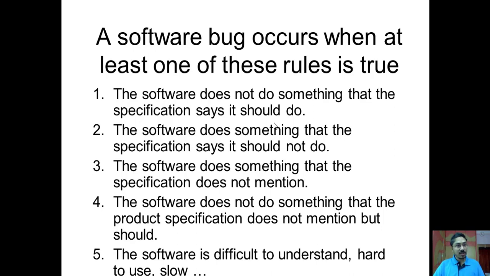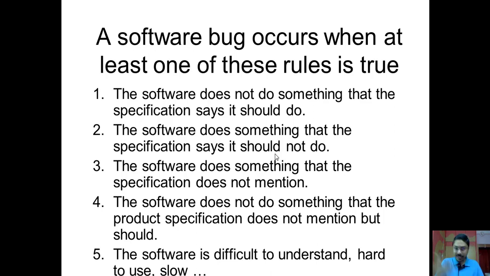Second rule, the software does something that the specification says it should not do. Now in the second part, in the specification it is mentioned that these particular things shouldn't be done by the software, but the developer, out of his own mind, is doing that thing and including it into the software. So that is also called a bug.